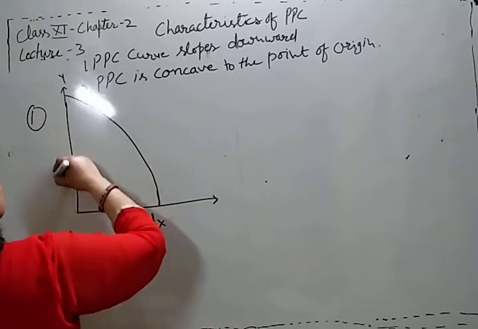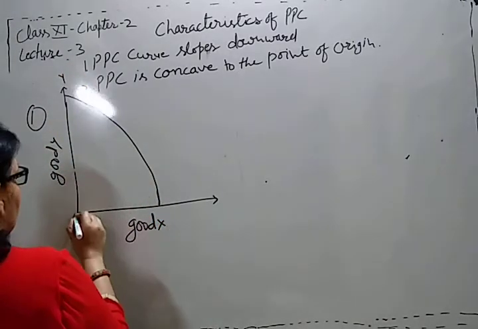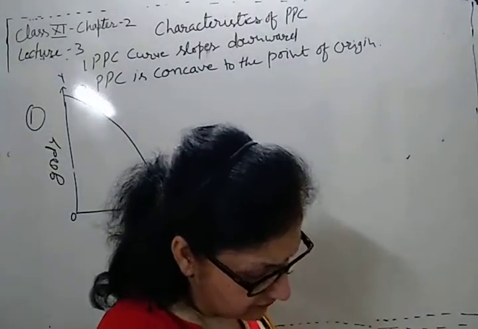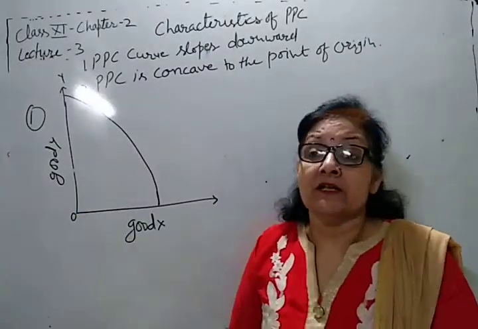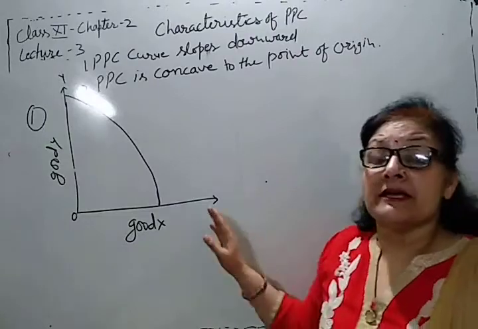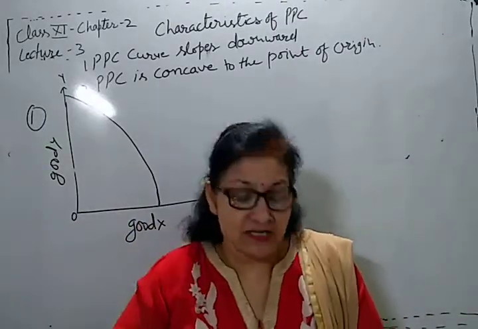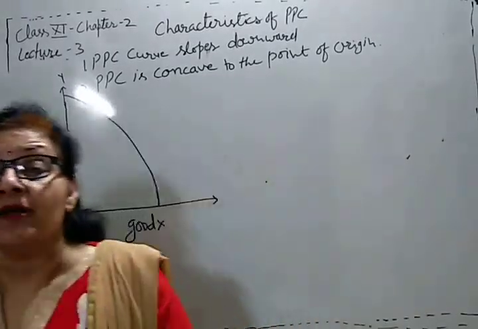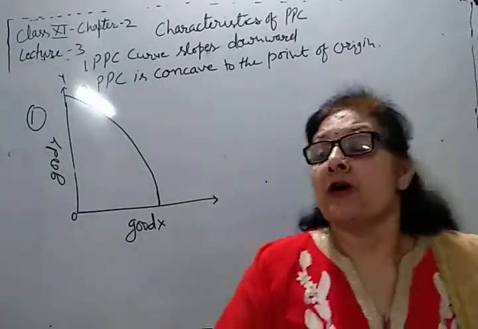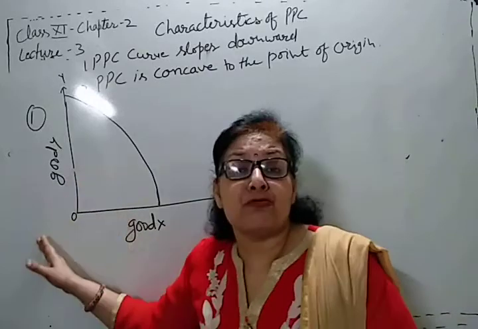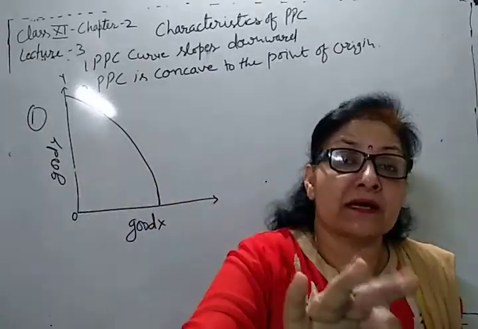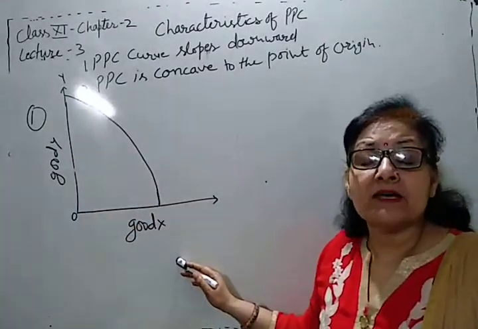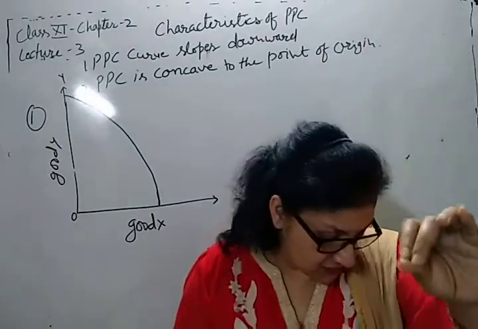What is the meaning of this? The meaning is, beta, that in a situation of full utilization of the given resources, at the same time production of both goods, good X and good Y, cannot be increased. Either production of good Y increases or the production of good X increases with the given resources.